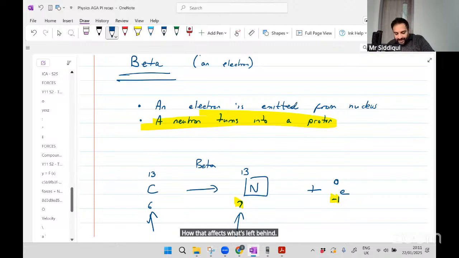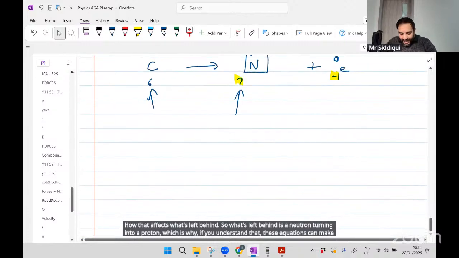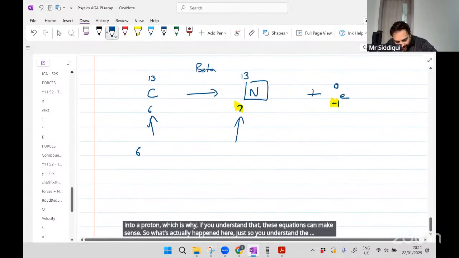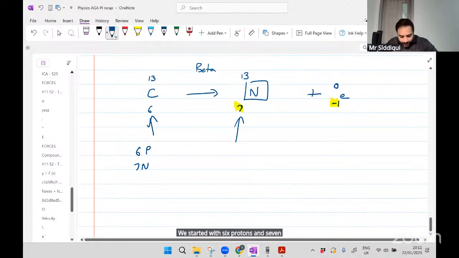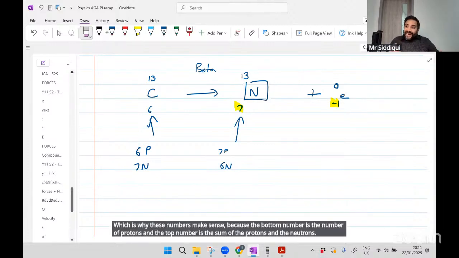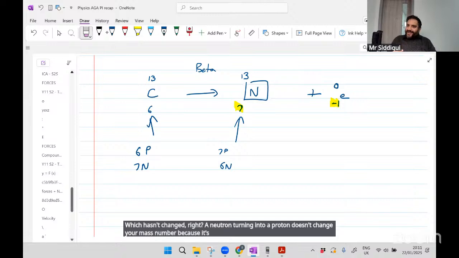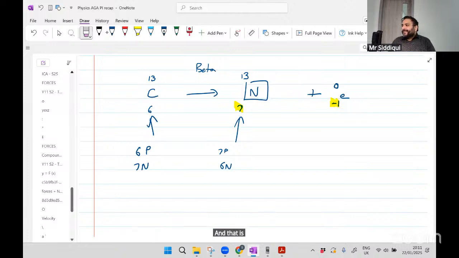What's left behind is a neutron turning into a proton, which is why, if you understand that, these equations can make sense. So what's actually happened here, just so you understand the numbers, is we started with 6 protons and 7 neutrons. If a neutron turns into a proton, the number of neutrons becomes 6, and the number of protons becomes 7. That's why these numbers make sense: the bottom number is the number of protons, and the top number is the sum of the protons and the neutrons, which hasn't changed. A neutron turning into a proton doesn't change your mass number because it's still the same total sum of protons and neutrons. And that is how you do these equations.